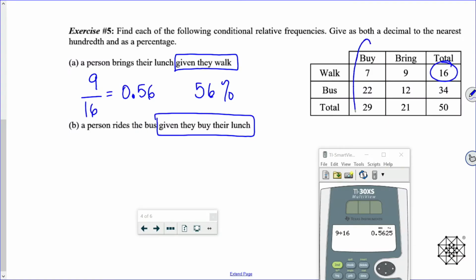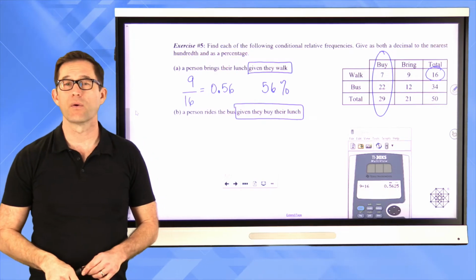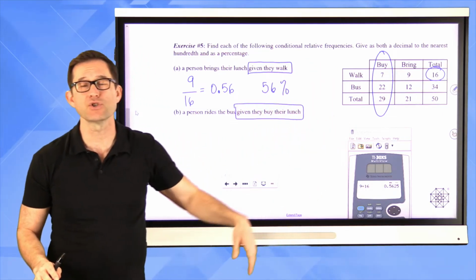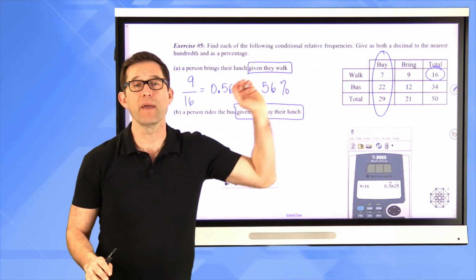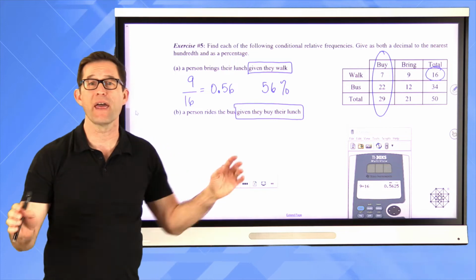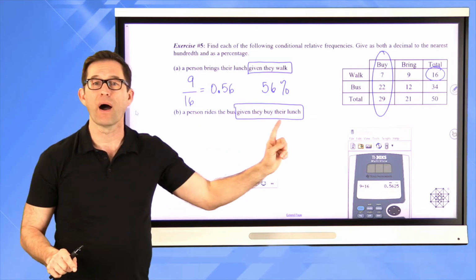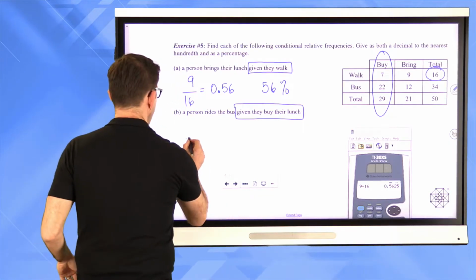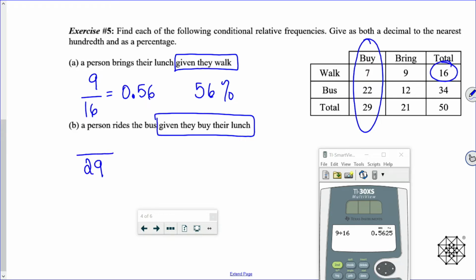As soon as I see that, these are the only people I am worried about. I don't care about the people that bring their lunch. I don't care about the people that make their lunch while they're there. I don't care about anybody else. Given that they buy their lunch, that means 29 is my denominator, and a person rides the bus. So there it is: 22 out of 29.